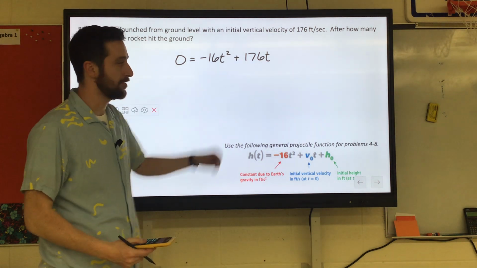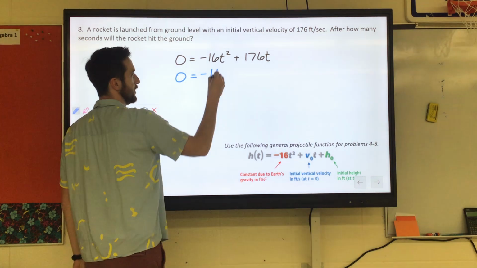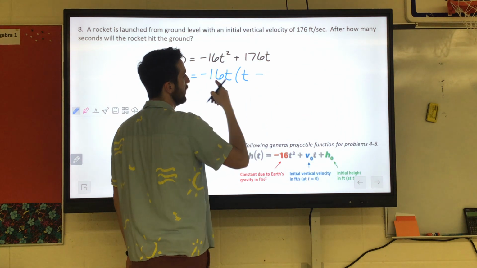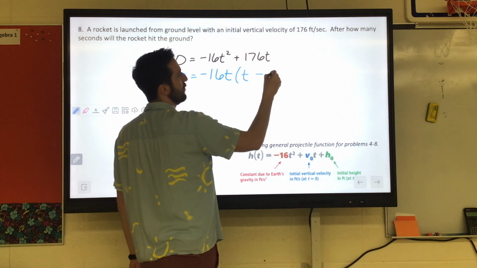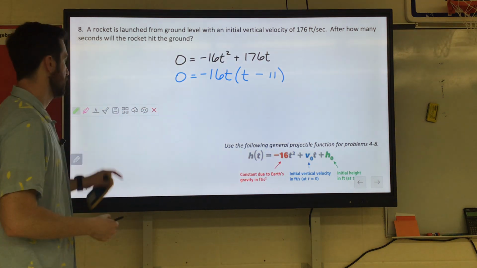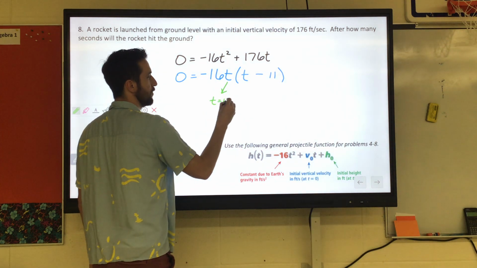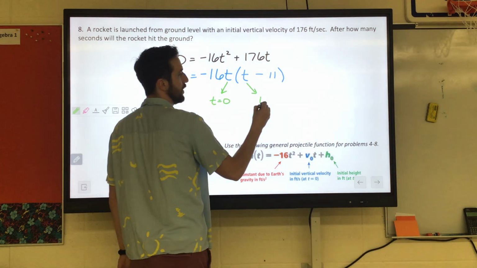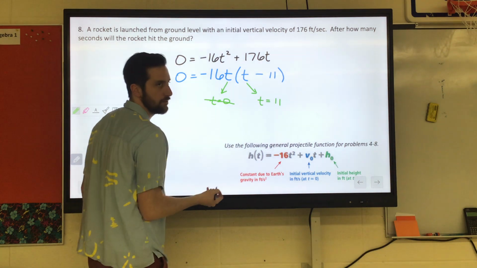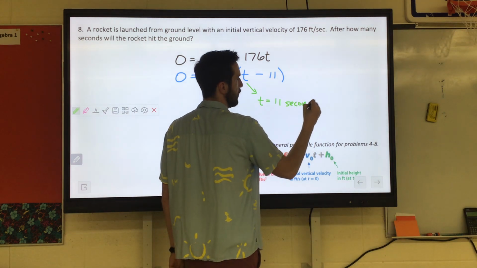16 goes into 176. So we're going to factor out negative 16t, which leaves us with t minus, and then negative 16 times negative 11 gives you positive 176. So we'll get our two answers here. We got the t on the outside, that's going to be 0. The t on the inside with t minus 11 would be positive 11. Are we looking for 0 seconds? Of course not. That's when we launched it. So the 11 seconds would be the number we're looking for.